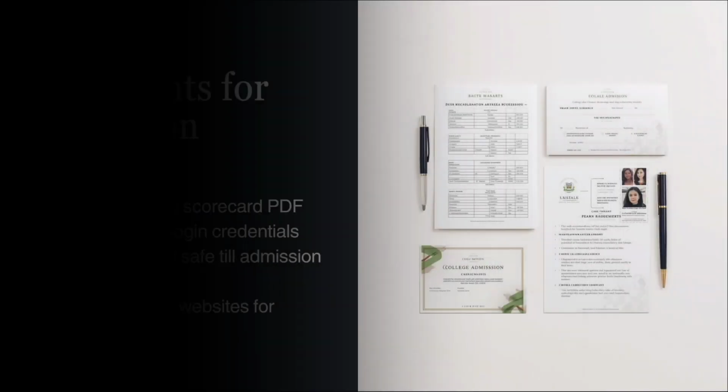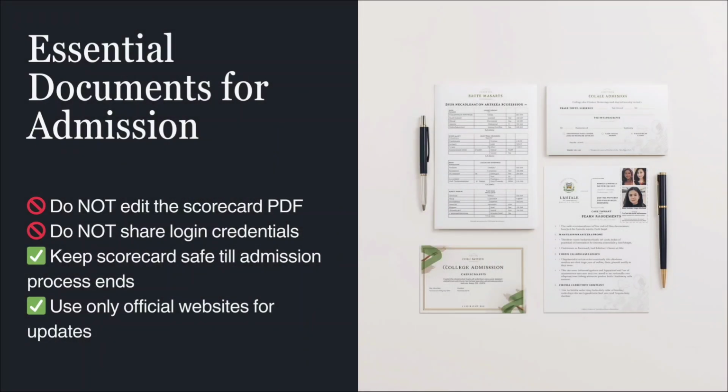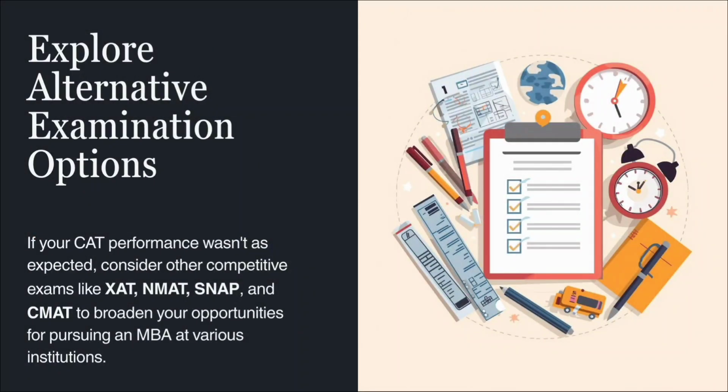The most important thing is do not edit the scorecard PDF. Do not share login credentials. Keep the scorecard safe till the admission process ends and use only official websites for updates. So yes, this is all about the CAT 2025 result and now the real MBA journey begins.